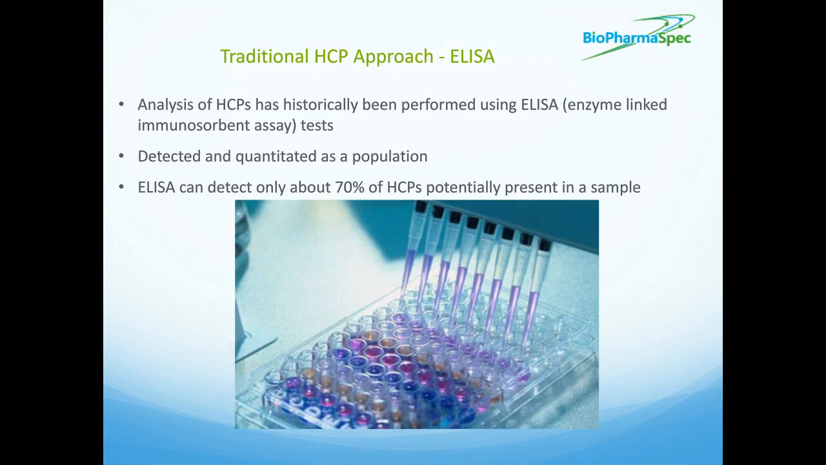ELISA is the traditional method for host cell protein analysis. Some of the advantages of ELISA include good reproducibility, high sensitivity, and high throughput potential. It is estimated, though, that ELISA can only detect about 70% of host cell proteins that are potentially in a product.